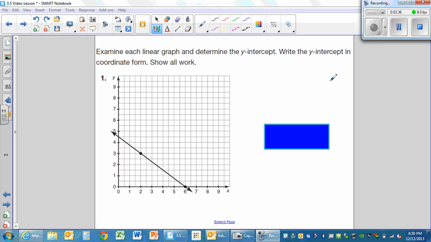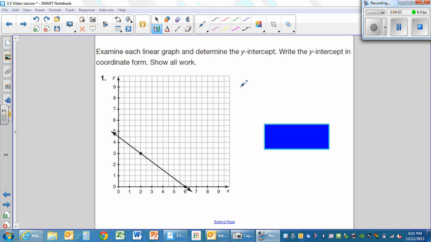All right, I'm going to move on to problem number 2. Again, we are determining the y-intercept from three different types of problems. We're going to use graphs, charts, and the context or story problem type. Here it wants you to examine each linear graph and determine what the y-intercept is. Write the y-intercept in coordinate form and show all of your work.